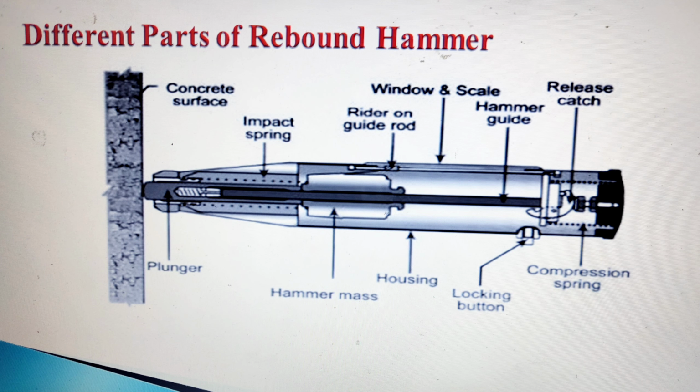So this figure indicates the different parts of rebound hammer, starting from the left end, that is the concrete surface on which the test will be performed. Next is plunger, impact spring, hammer mass, locking button, hammer guide, release catch, window and scale where the rebound number will be indicated, rider on the guide rod, impact spring. These are the parts of the rebound hammer.